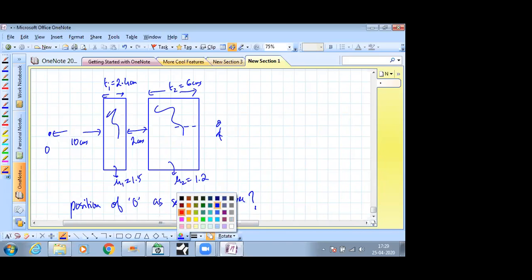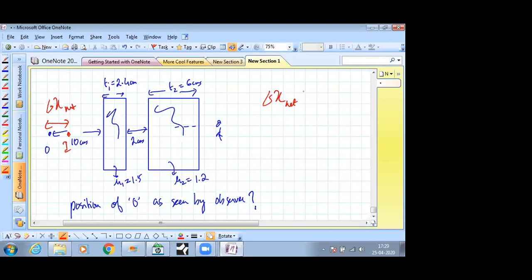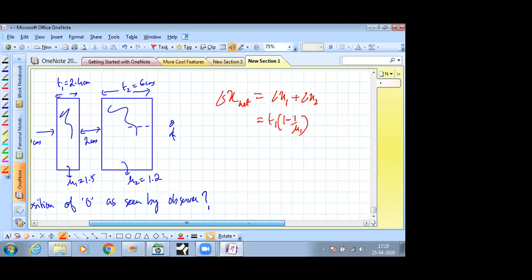So my final image would be somewhere here, let's say, where this distance from here to here is the net amount of shift. So that net amount of shift, because it is independent of object distance, now only depends on the thickness of the slab and the refractive index. It is just shift because of slab 1 plus shift because of slab 2. So it is equal to T1 into 1 minus 1 by mu 1 plus T2 into 1 minus 1 by mu 2.